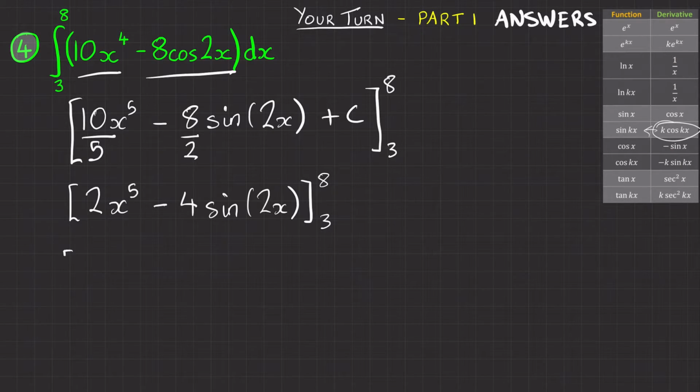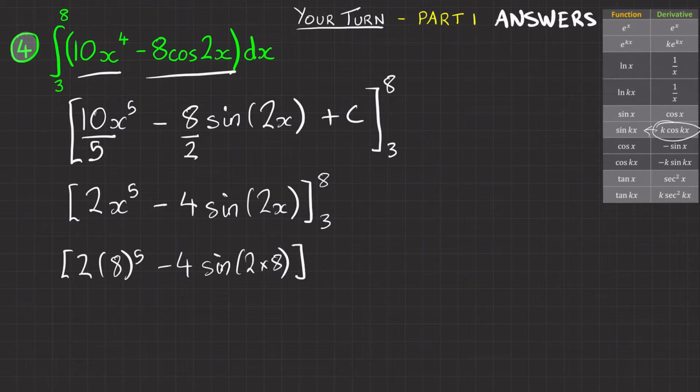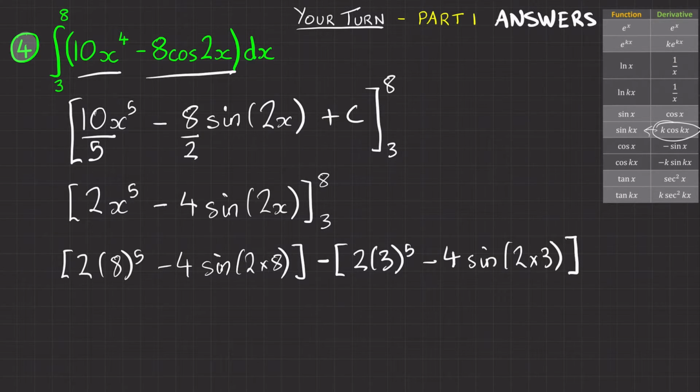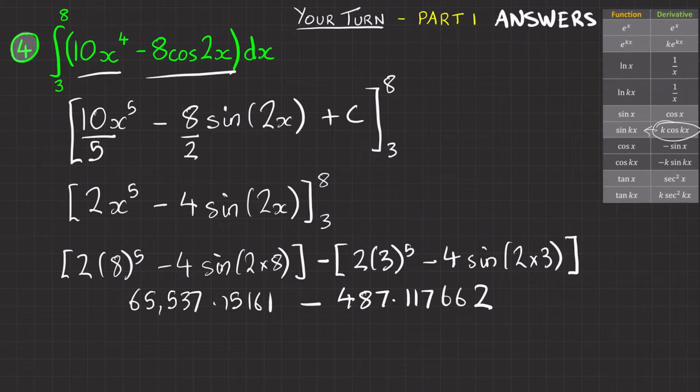Substituting these points, so we'll have 2 lots of 8 to the power 5 minus 4 sine 2 lots of 8, all minus 2 lots of 3 to the 5 minus 4 sine 2 lots of 3. Remember, you can calculate all this in one go. I'd recommend this, but if you haven't, this will be, which equals 65,050 to the nearest integer.